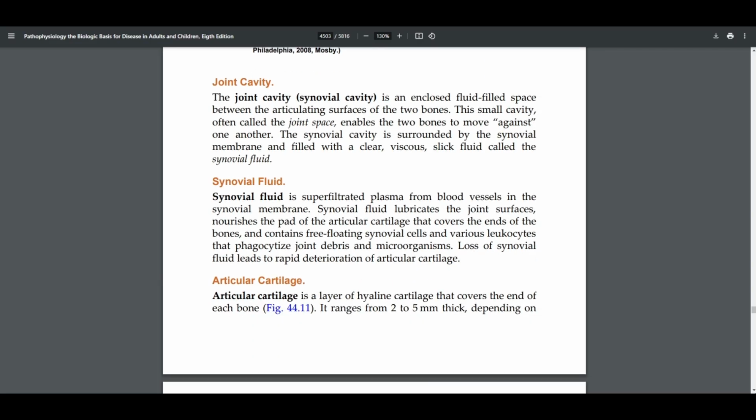Synovial fluid. Synovial fluid is superfiltrated plasma from the blood vessels in the synovial membrane. Synovial fluid lubricates the joint surfaces, nourishes the pad of the articular cartilage that covers the end of the bones, and contains free-floating synovial cells and various leukocytes and phagocytes, joint debris, and microorganisms. Loss of synovial fluid leads to rapid deterioration of articular cartilage.